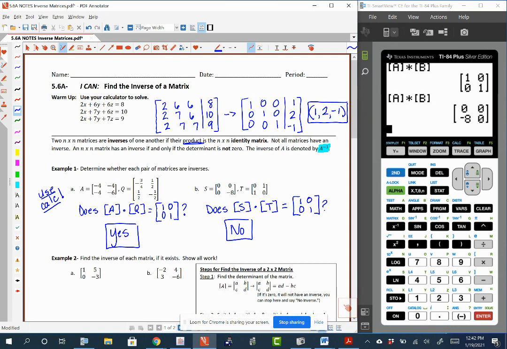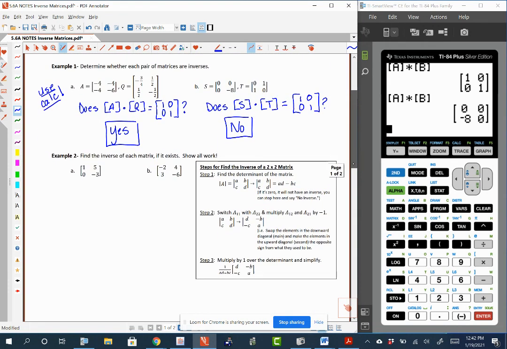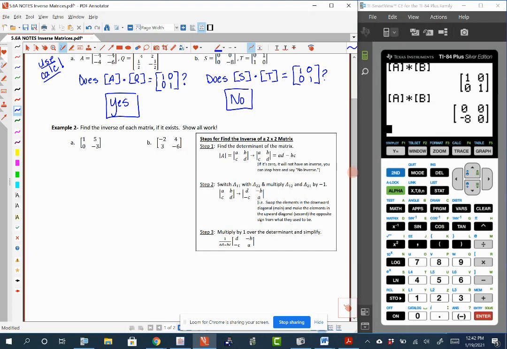So we know how to decide if matrices are inverses of each other, but let's find the inverse of a matrix. Now this is something that we did last year in secondary 1, so hopefully this will look familiar. So example 2 wants us to find the inverse of each matrix if it exists. So remember, not every matrix is going to have an inverse. And we're going to make sure we show all of our work. So I've got just here to the side in our box a quick reminder of the steps that we learned last year to find the inverse of a matrix.